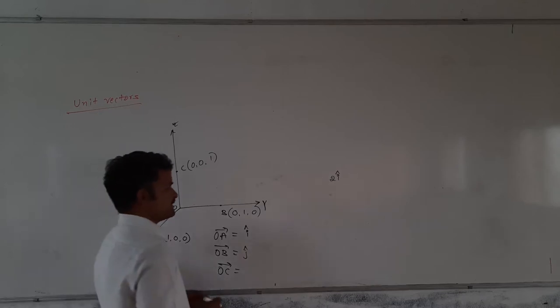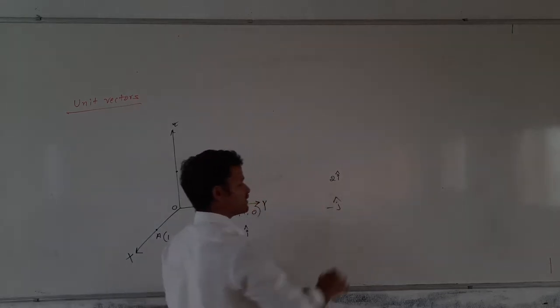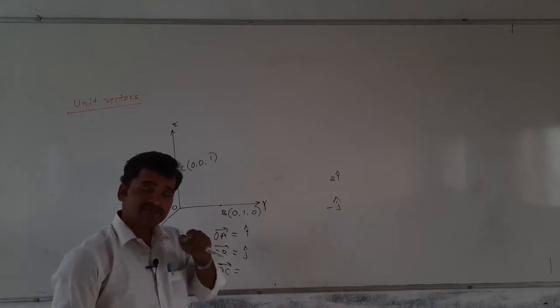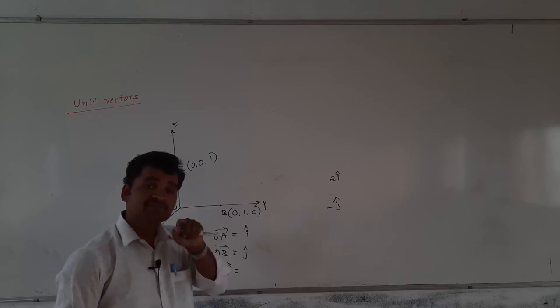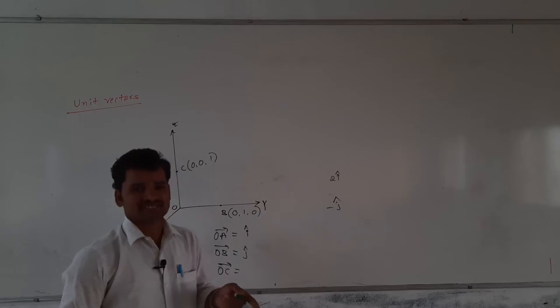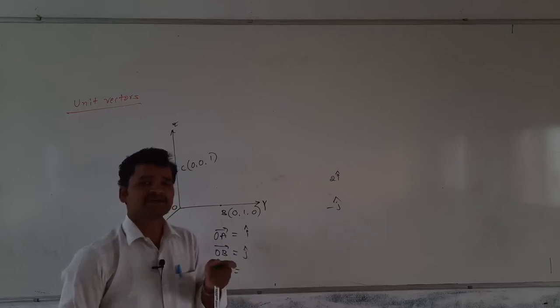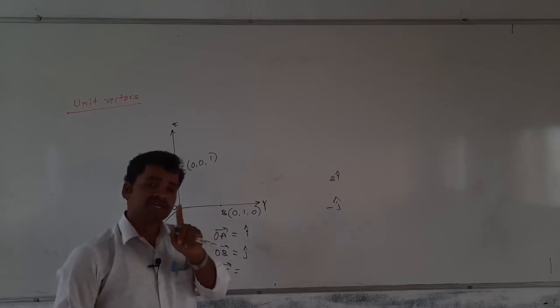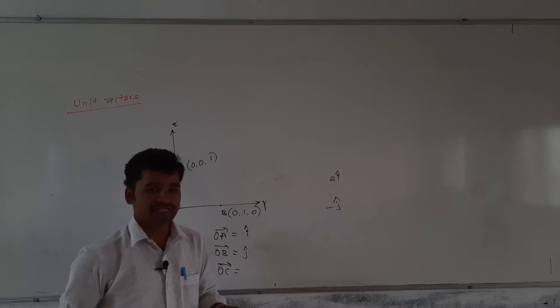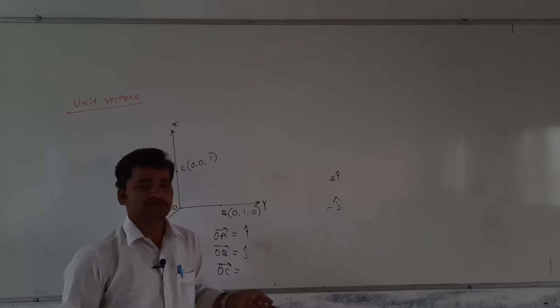If it is written as minus j, what does it mean? The minus is there, so negative. It means a unit vector in the direction of the negative y axis. And what about its magnitude? One is there, so the magnitude will be 1 unit. Minus indicates it is in the negative y axis, and the magnitude is only 1 unit.